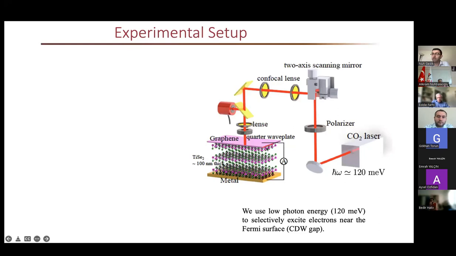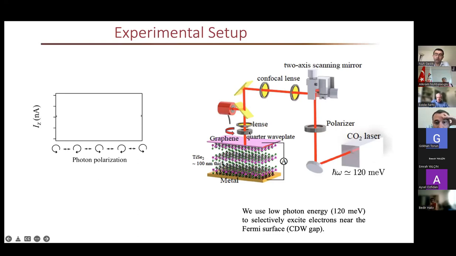Then we shine light here. Light goes through, and we have an electrode so we can measure the current going through. The experiment looks like this. We have a quarter wave plate that controls the polarization of the light going through the sample. As we rotate this quarter wave plate, the polarization goes from left circular to linear to right circular, et cetera. Our goal is to see if there's any difference between this and this. If there is, then the sample is chiral. If not, it's not chiral.